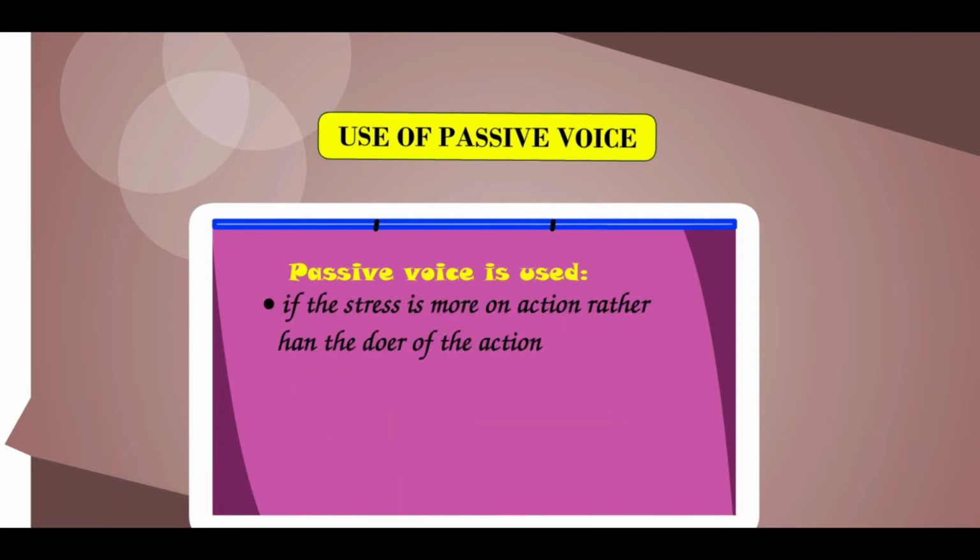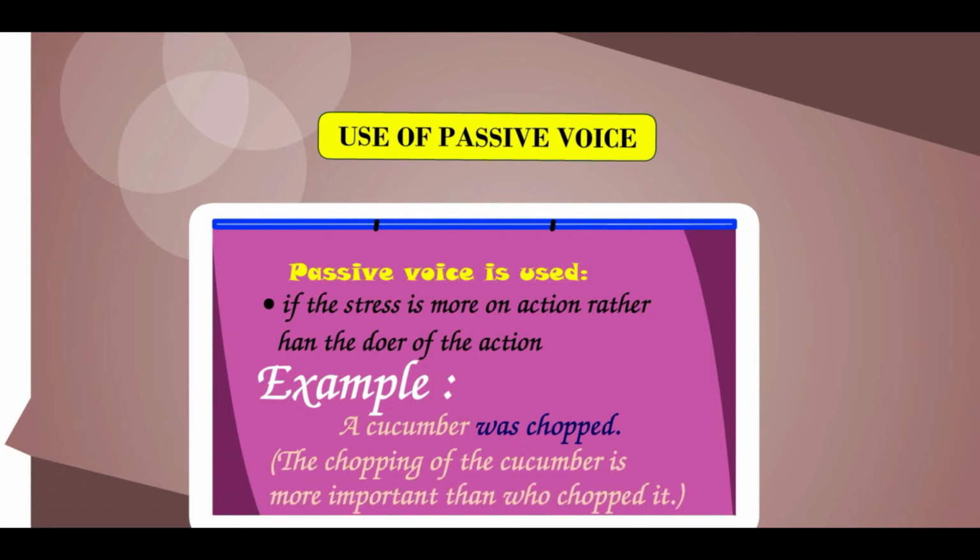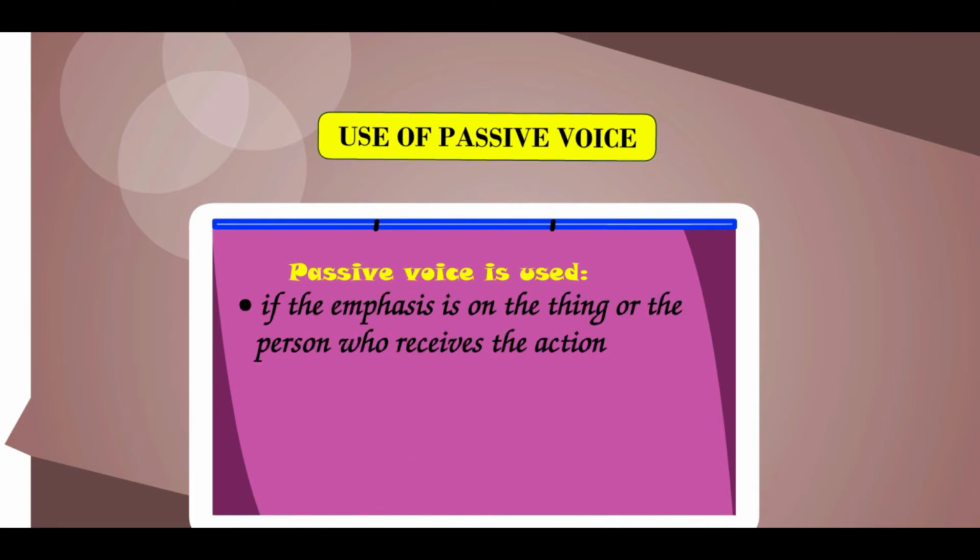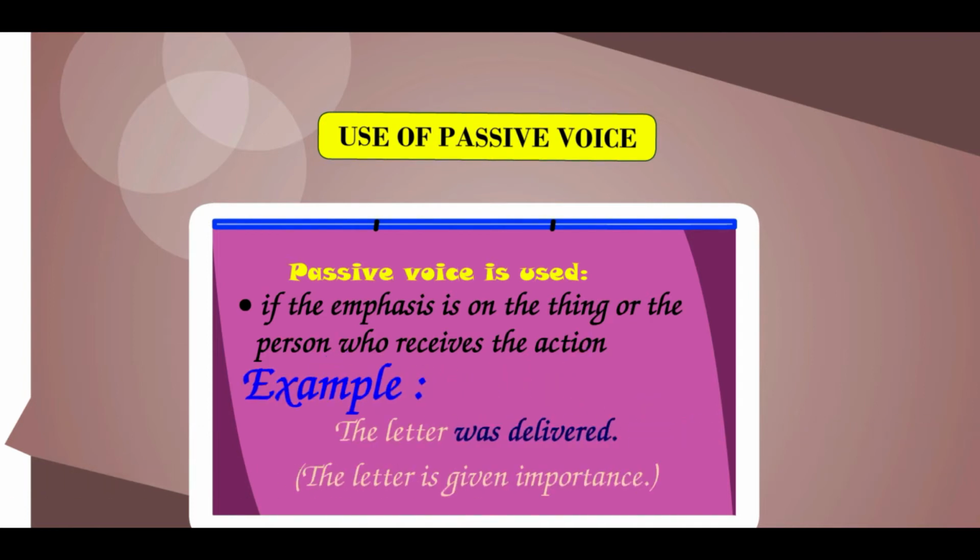Passive voice is also used if the stress is more on the action rather than the doer of the action. Example: a cucumber was chopped. The chopping of the cucumber is more important than who chopped it. It is used if the emphasis is on the thing or the person who receives the action. Example: the letter was delivered. The letter is given importance.